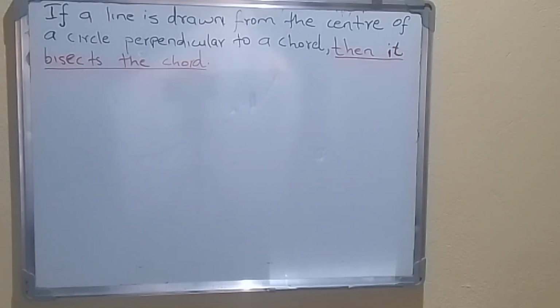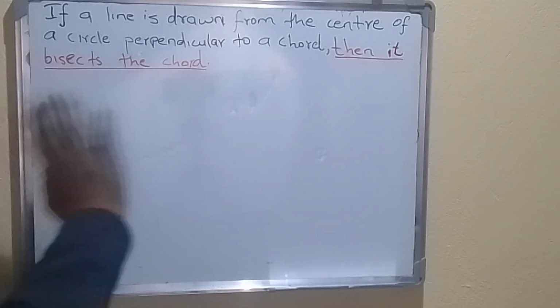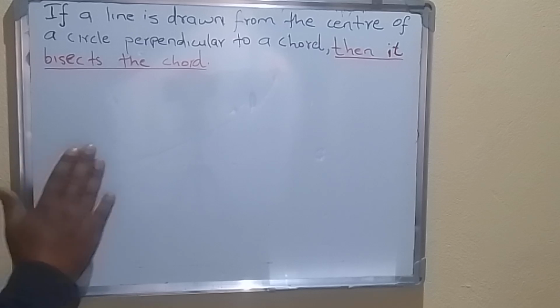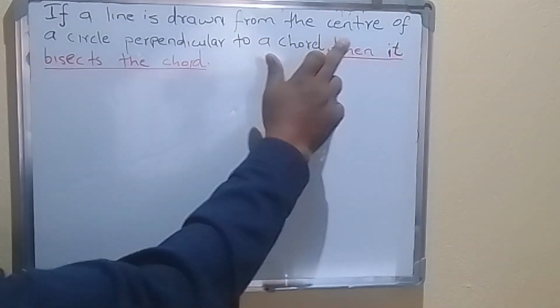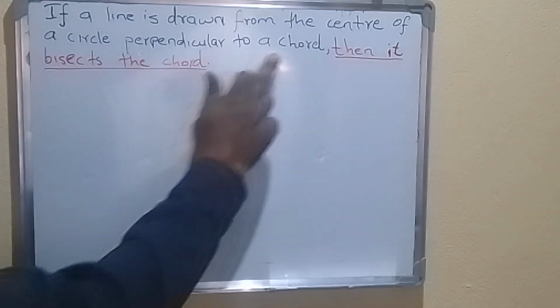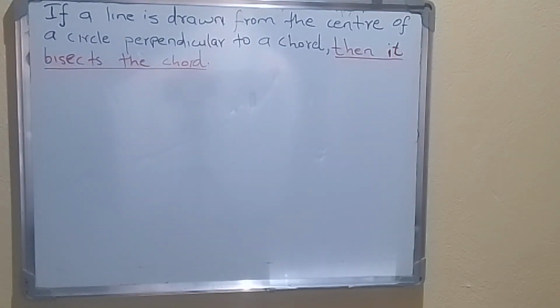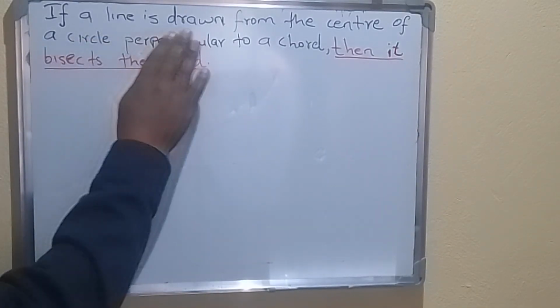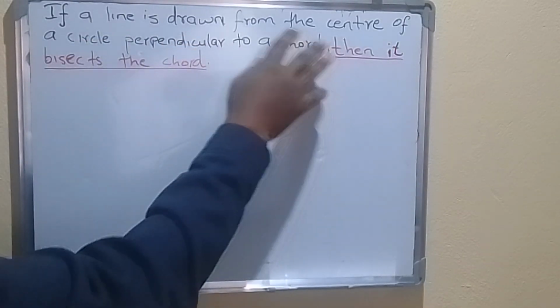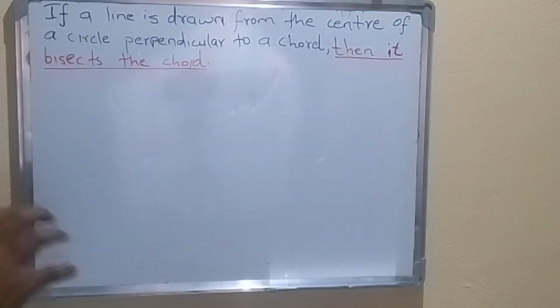Alright, here is a theorem that says if a line is drawn from the center of a circle perpendicular to the chord, then it bisects the chord. If you look at this statement, it is divided into two parts. The if part: if a line is drawn from the center of a circle perpendicular to a chord. Then the second part says then it bisects the chord. So the first part is the information that is given.